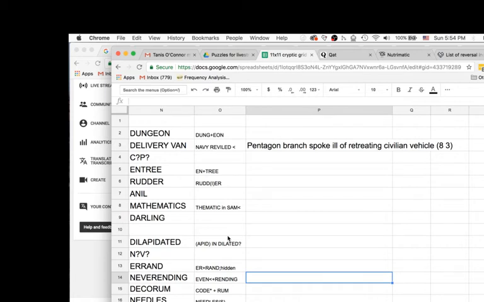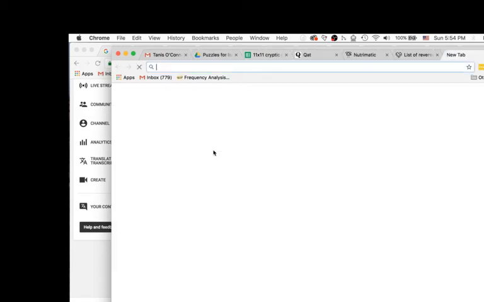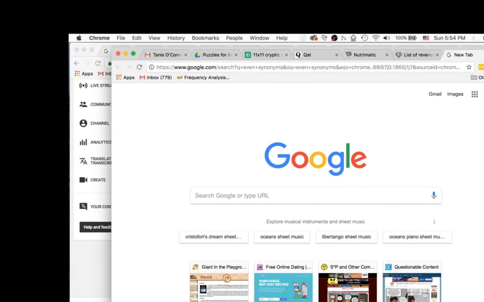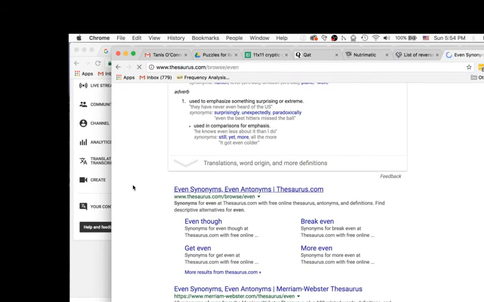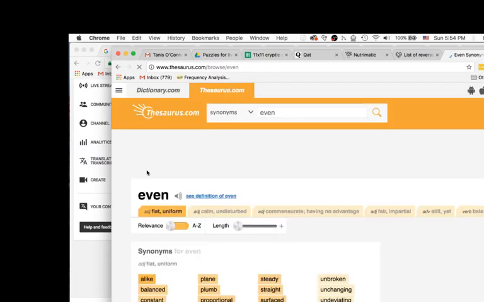So interminable. I think I want to see if there's a synonym of even that can be somehow a noun, or even reversed would be a noun. Because interminable is an adjective and I'd like it to go with a noun. So let's see, even synonyms. Let's go to thesaurus.com. It's going to have to give me a lot of different options.